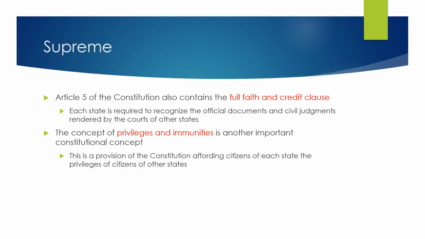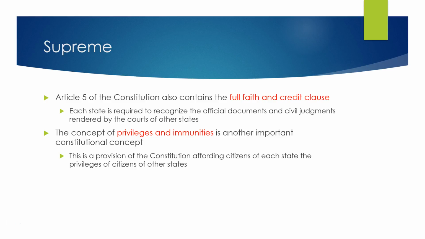We also have the idea that the Constitution contains what is referred to as the full faith and credit clause. Each state is required to recognize the official documents and civil judgments rendered by the courts of other states. So, if you get married in a state and move to another state, that must be recognized by the new state that you go to. If you get divorced in one state and then go to another state, that state must recognize that divorce. Any other contract that you enter into must be recognized in other states as well.